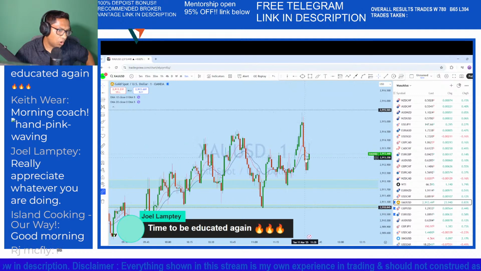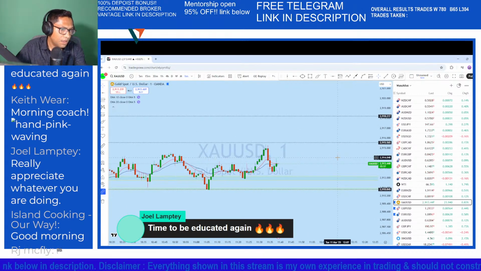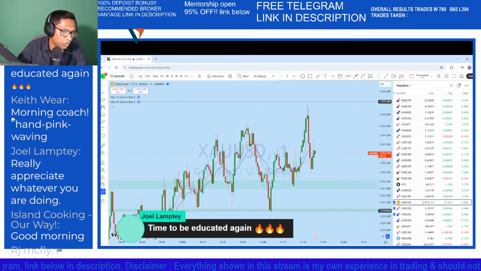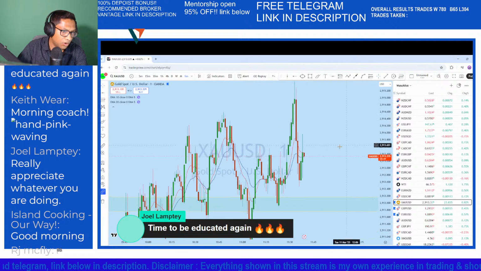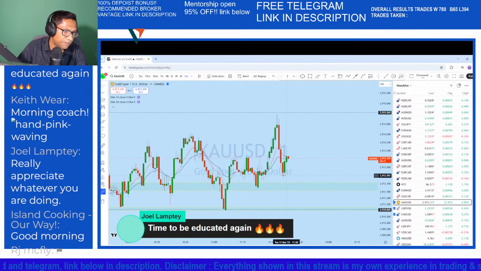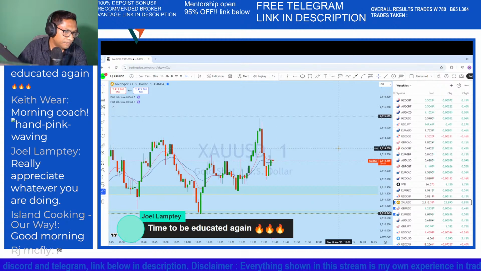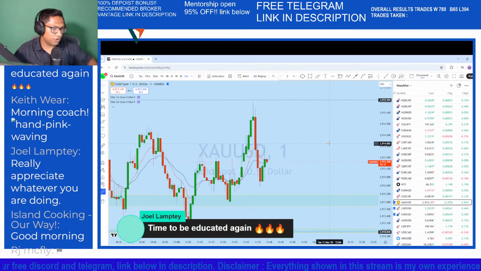So you can see there is a long wick doji formation here, and as the market has formed that long wick doji, we want to see the price approaching to the upside to create a new higher high.